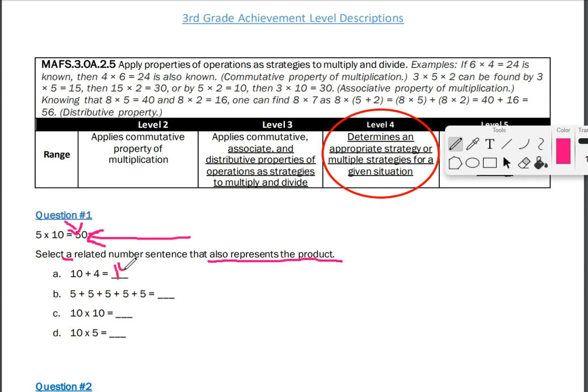All right, 10 plus 4, 14, definitely not. I can skip count by 5s, or I can count them and just go 1, 2, 3, 4, 5 times 5 is 25. However you want to approach that problem. 10 times 10, that's 100. And here we have 10 times 5. Well, that's 50. So I am now going to erase, and I'm going to scroll down to question number 2.